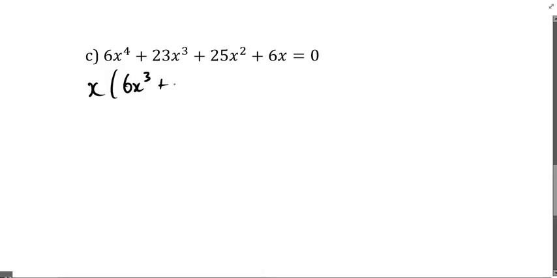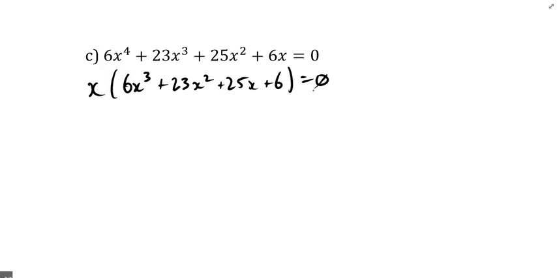6x cubed plus 23x squared plus 25x plus 6 equals 0. Go ahead and give that one a try.